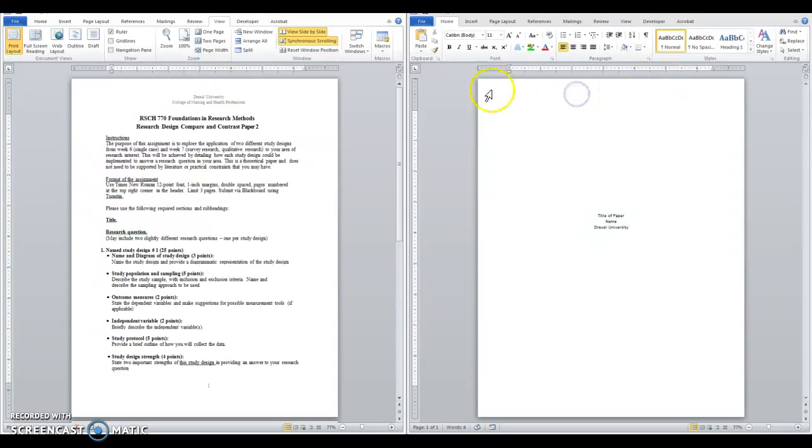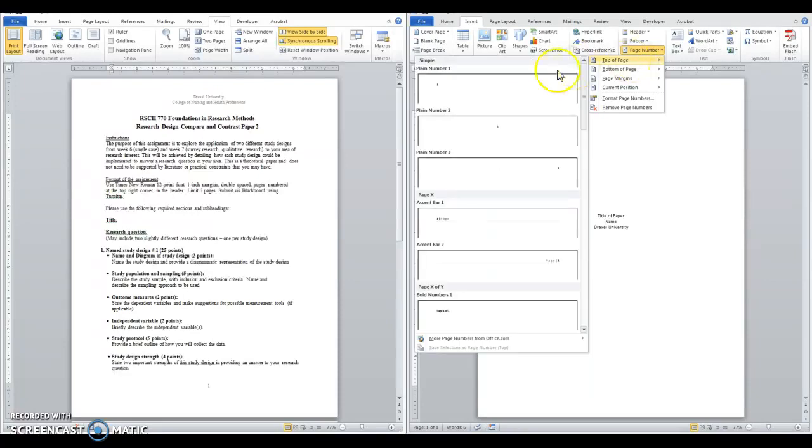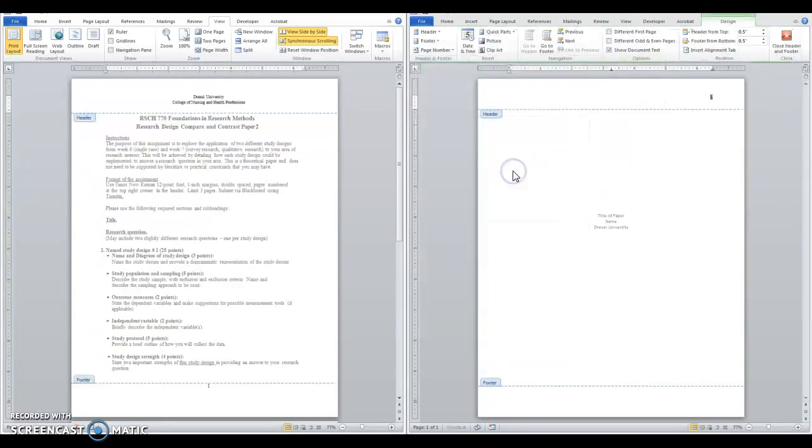The page numbers need to go at the top, on the right-hand side. How you do that is this: in your Word document, you're going to insert, go to header or page number. You can do either one because I'm not requiring you to put your title in there. Go to page number, and we're going to do page number, top of the page, for this particular paper.